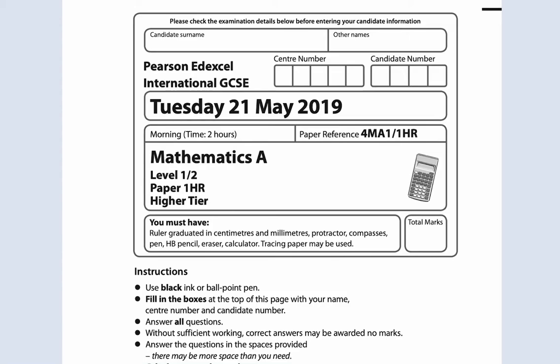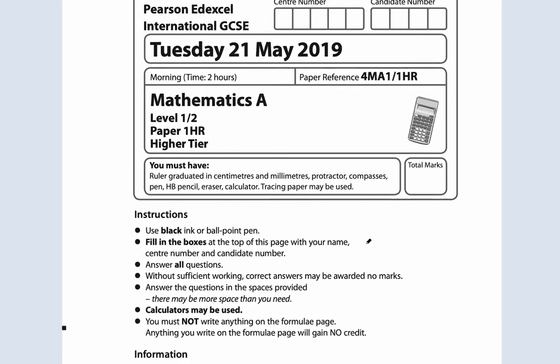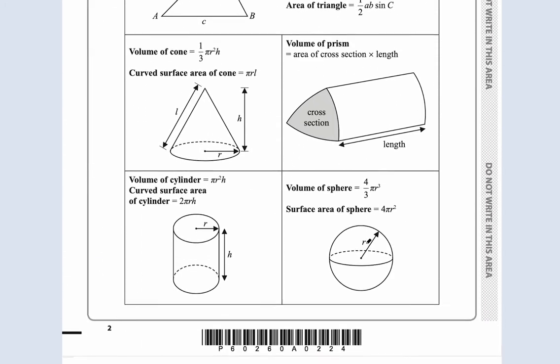Hi guys, okay, we have our May 2019 paper 1H. So this is the regional paper. Question 1.